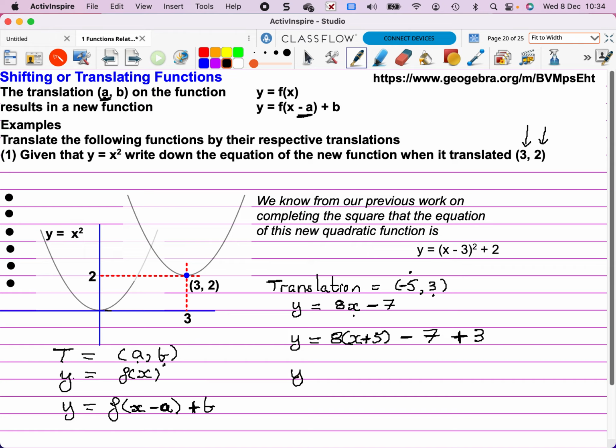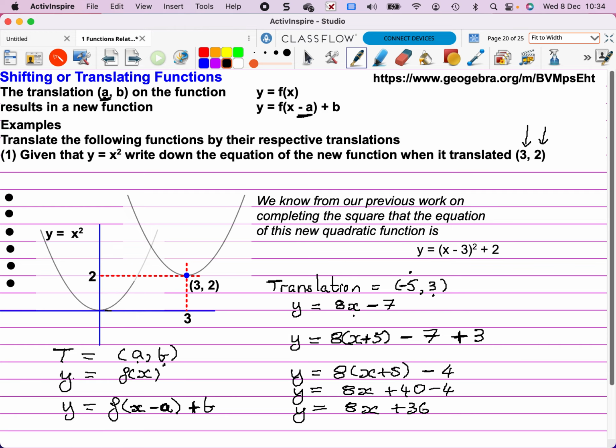And then we do a tidy up. So it's 8 bracket x plus 5, minus 7 plus 3 is minus 4. And then if you want to complete the tidy up, you can just expand the brackets out and then do the final tidy up. So the newly transformed equation is 8x plus 36.